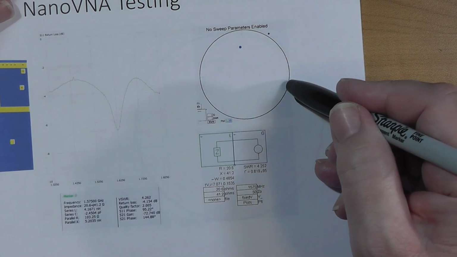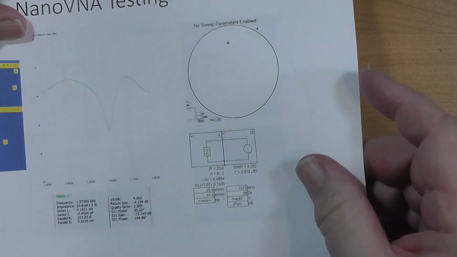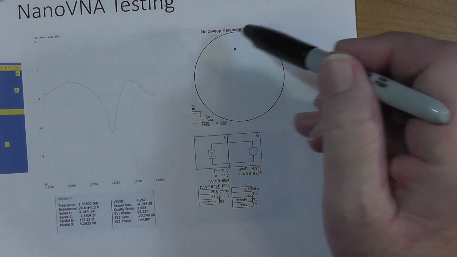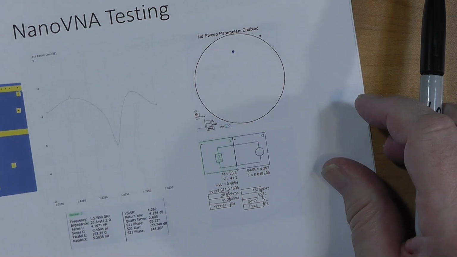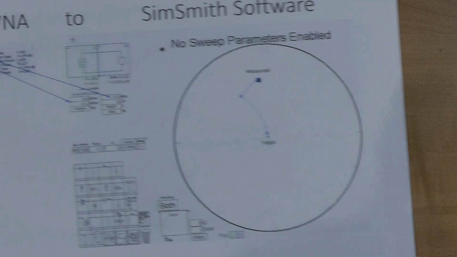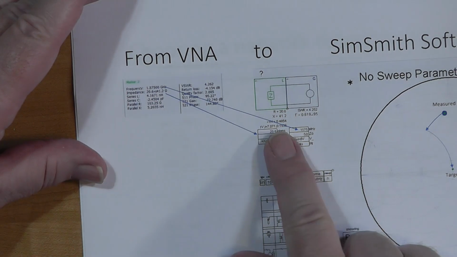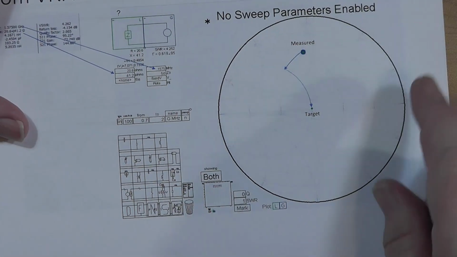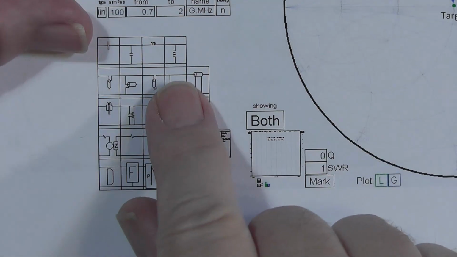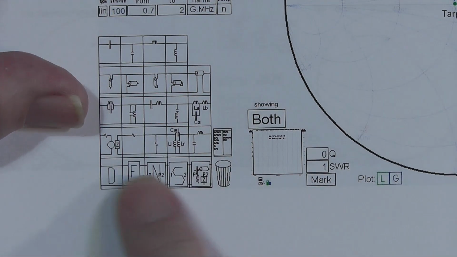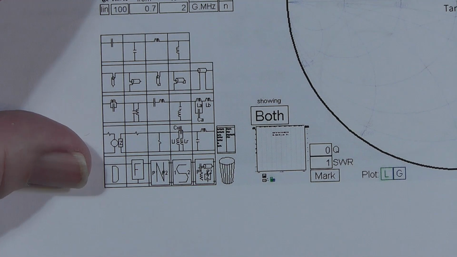And then when he does it on a Smith chart, he gets this, and you can't really see the lines on there. There are lines on there. But he's over here. Okay, he's in the wrong place. So we're going to look at what we can do with that Nano VNA. Okay, so from the VNA over here, we get these parameters and then put them in SimSmith software. Okay, and you can pick down here a variety of circuit configurations, okay, to put in there to get this to work.